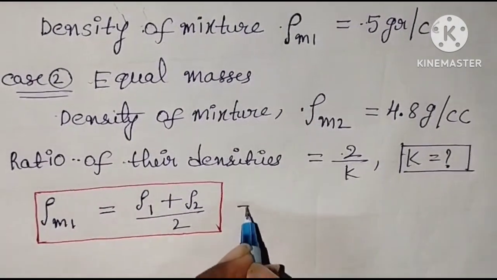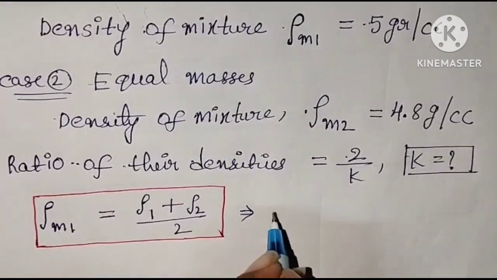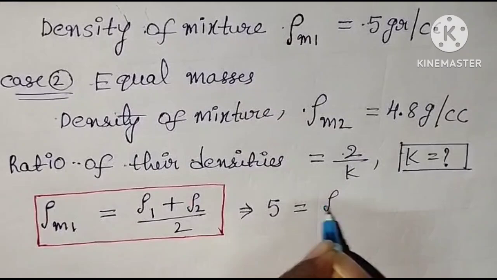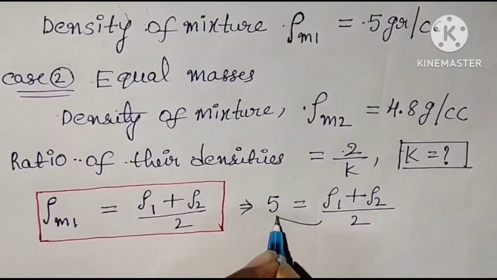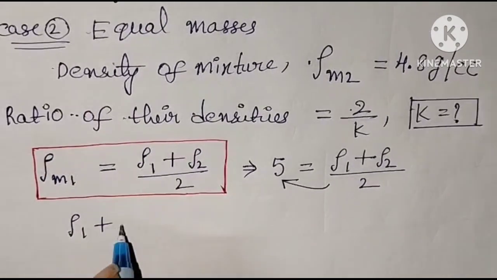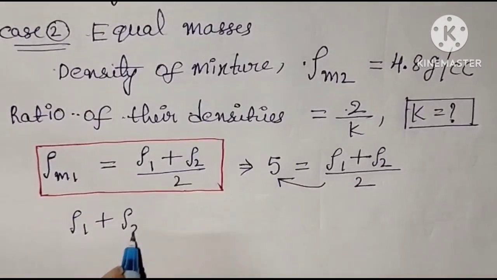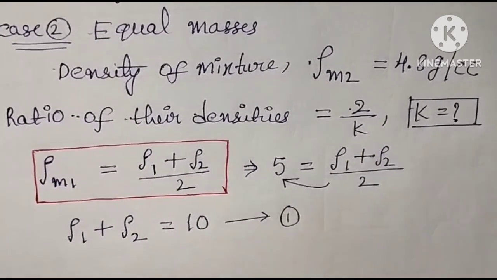Now from this, rho m1 is 5 gram per cc, equal to rho 1 plus rho 2 by 2. Transpose 2, division becomes multiplication. Now rho 1 plus rho 2 is equal to 5 into 2, 10. Let it be equation number 1.